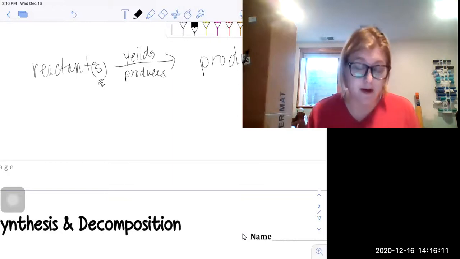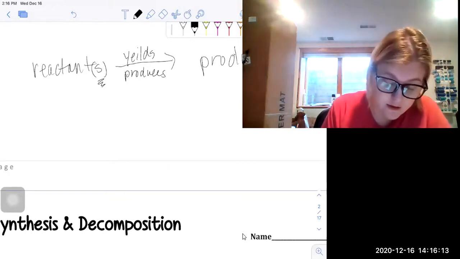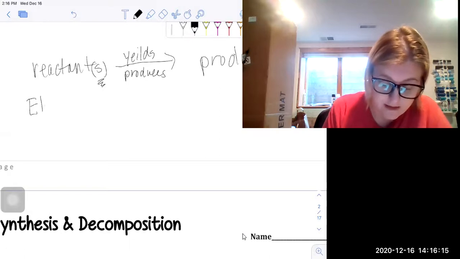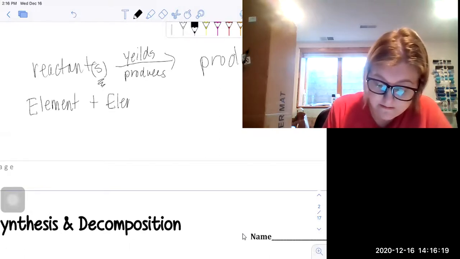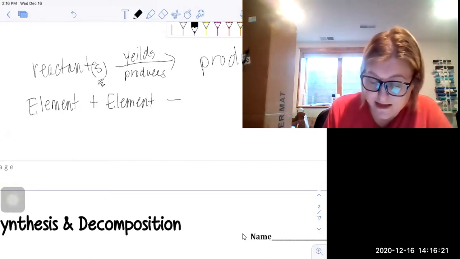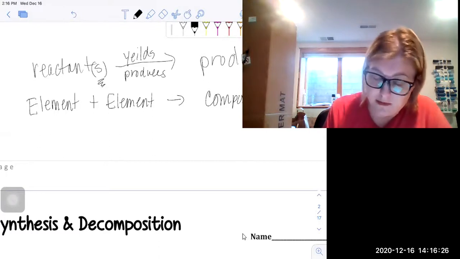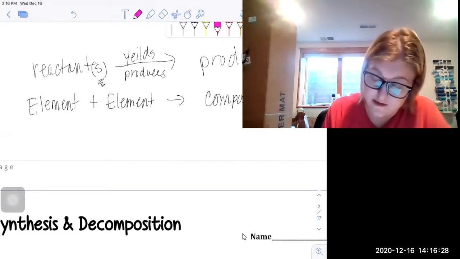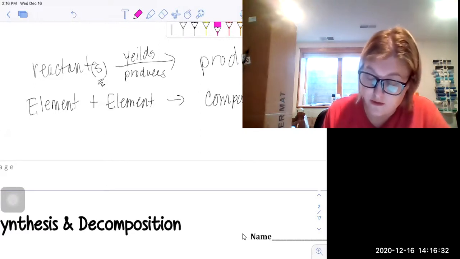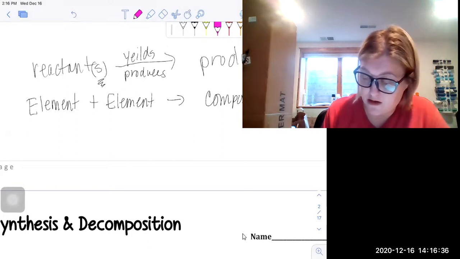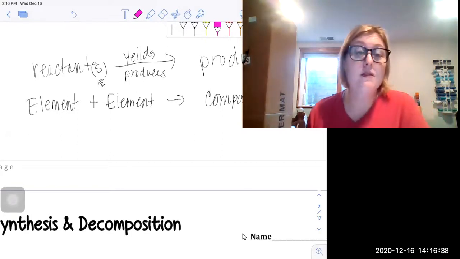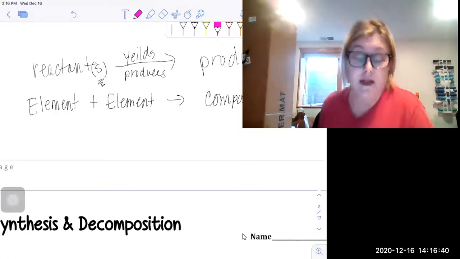Today, we are going to learn about the first type, where you have an element plus an element. When they come together, they make a compound. This type of reaction is called synthesis. Another word for it is combination. Okay, that's our first type.